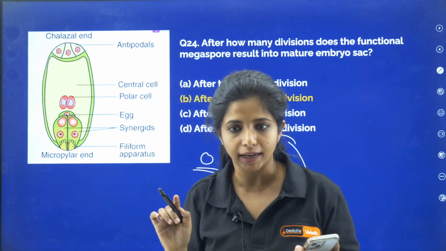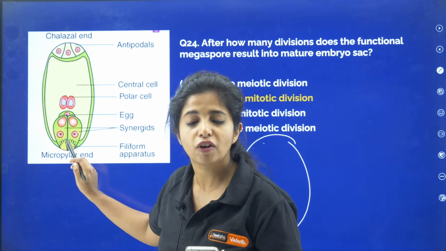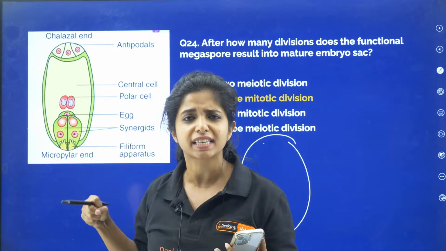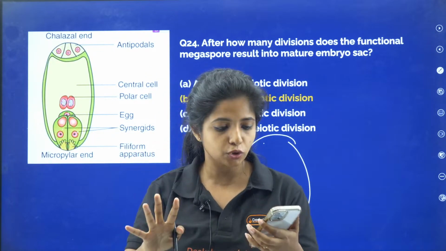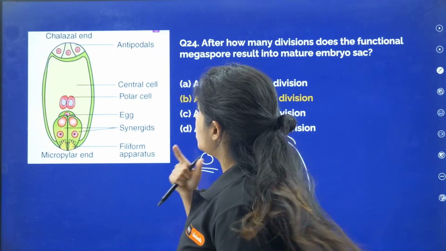Okay, always remember that. In the case of synergids, they have something known as the filiform apparatus. What is the use of the filiform apparatus? It is to guide the pollen tube inside the synergids. Remember that. It is to guide what? Pollen tubes inside the synergids. Okay.